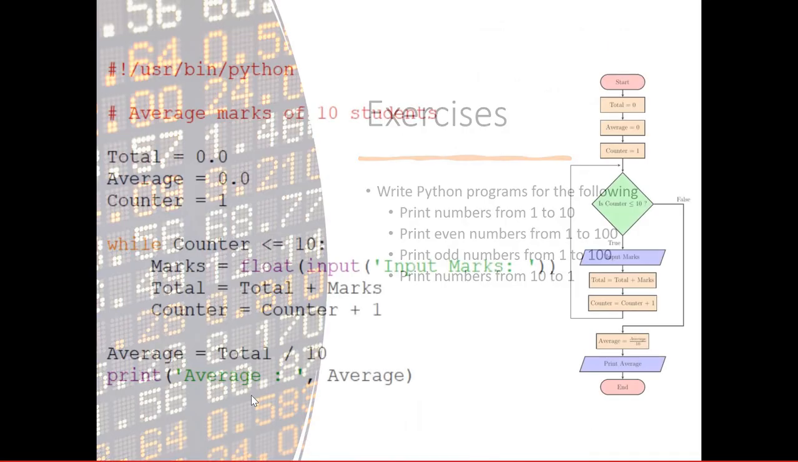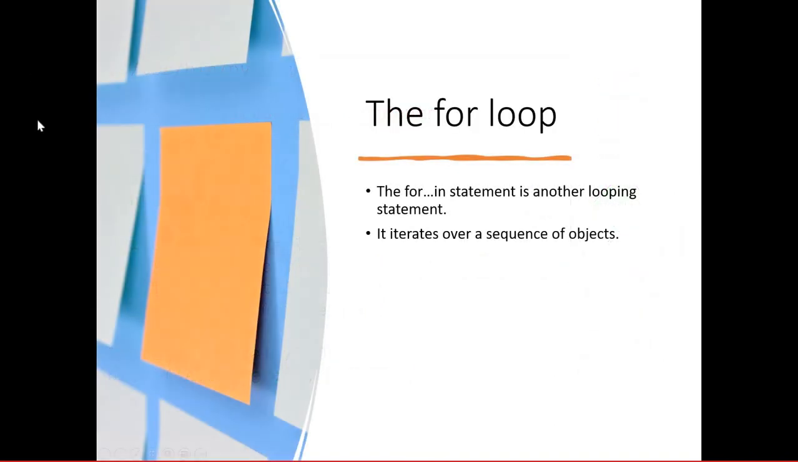Now the for loop. This is the last one that we want to discuss. The for statement. We normally call it a counted loop. Basically it can iterate over a sequence, which means later on we will discuss any iterable objects like a string, for example. String is a sequence of characters. We will look at things like lists later on. So when you have a sequence of objects, you can iterate using a for loop.